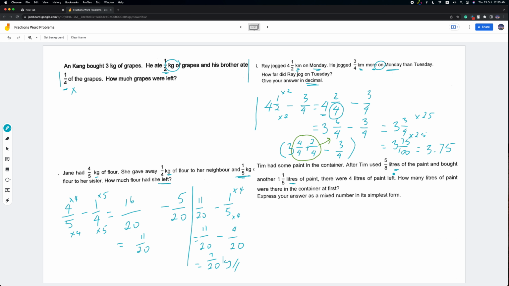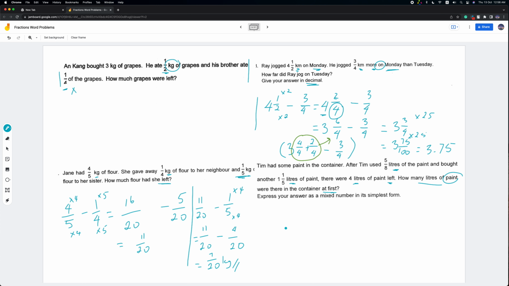After Tim used 5/8 liters, again, there's a unit. Okay, so let's see what happens next. After Tim used 5/8 liters of the paint and bought another 1/5 liters, again, there's a unit of paint. There were 4 liters of paint left. How many liters of the paint were there in the container at first?